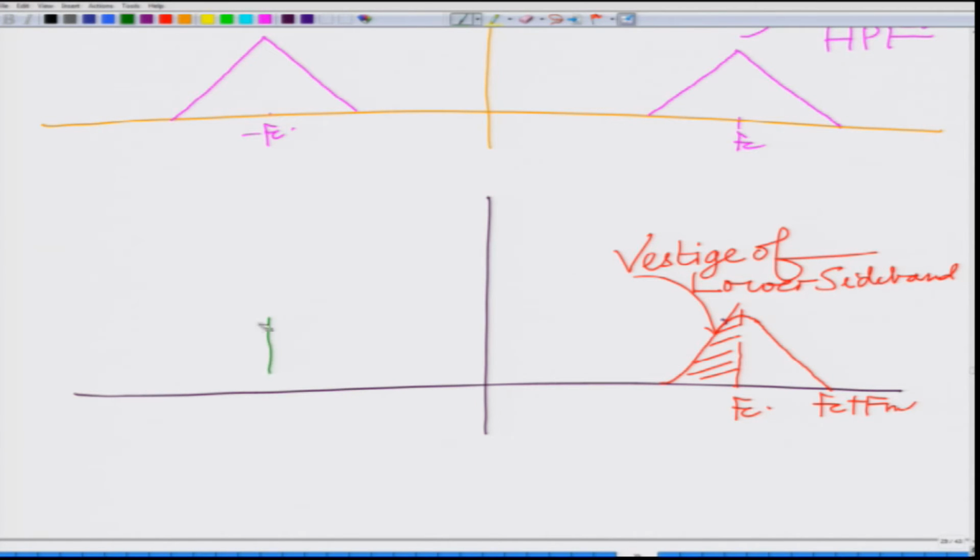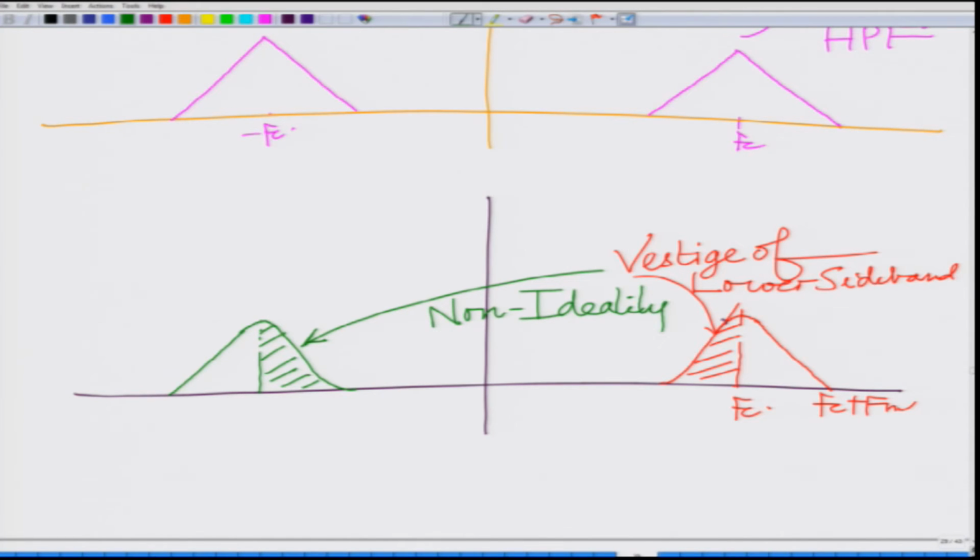And similarly, over here when you pass this through this non-ideal high pass filter, what you pick up is basically something that looks like this. This is a vestige of the lower sideband. This is basically your non-ideality, or the impact of non-ideality.